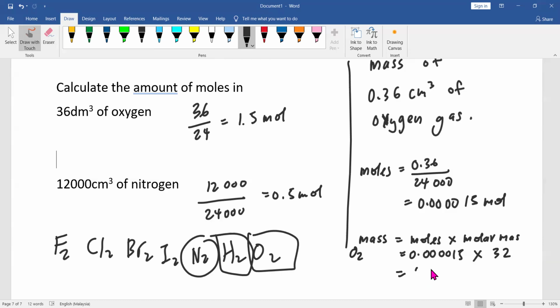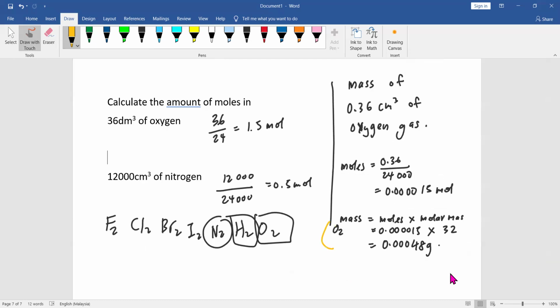Okay, 0.00048 grams. So it's very, very light. How much is 0.36 centimeter cube? It's a little bit, but it's really, really light. So that's the whole concept. How many formulas have we learned so far? Two. I will teach you the third one next week.